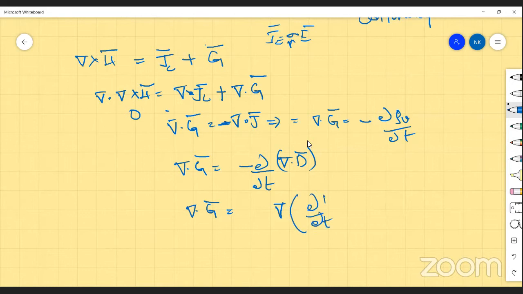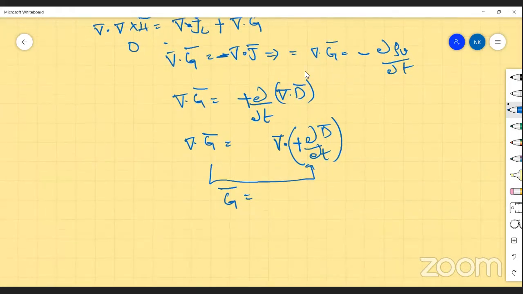So if you equate it, what are you going to get? Minus dou rho v by dou t. Automatically the minus is already there, so if you substitute that one, you will get plus. So automatically this is plus. So if you equate, what is G bar? G bar is equal to dou D bar by dou t.